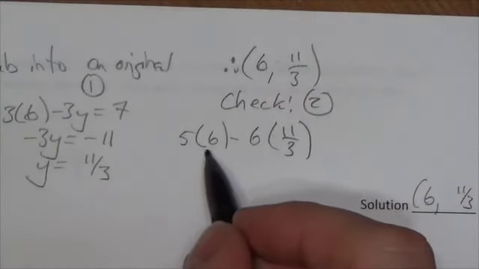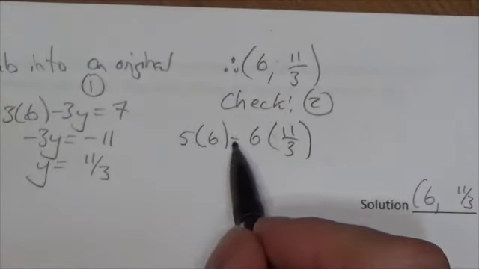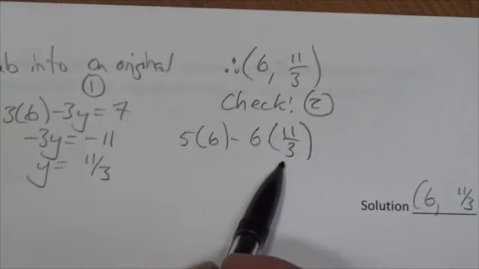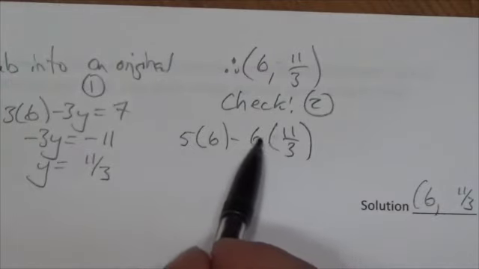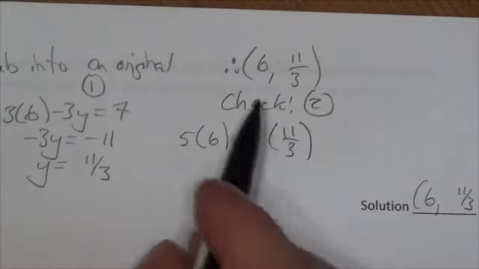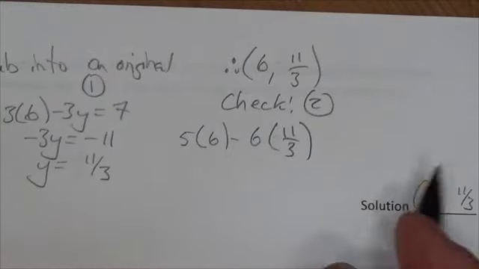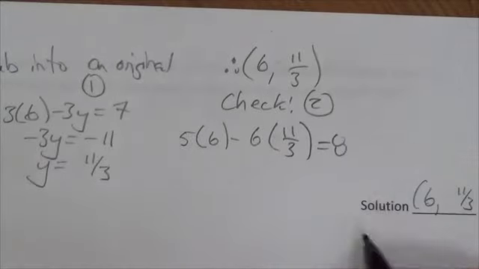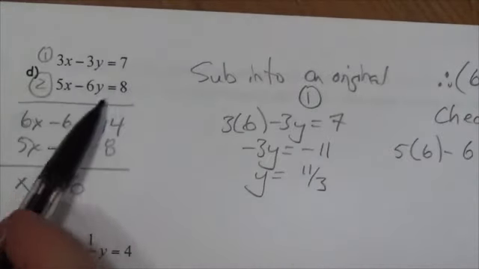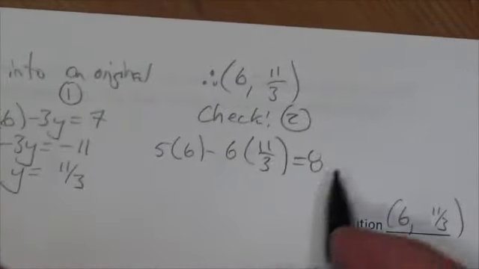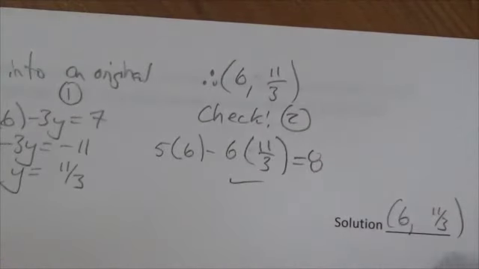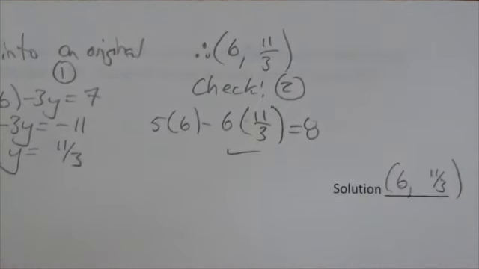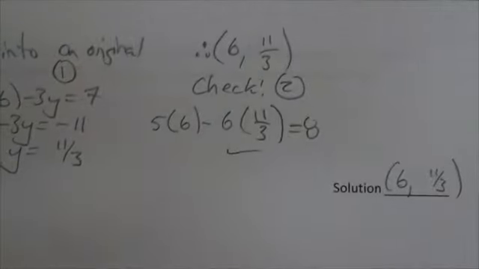So let's see what happens here. 5 times 6 is going to be 30 minus 6 times 11 thirds. Well, the factor of 3 and 6 is going to cancel. We'll be left with 2 times 11, 22. So 30 minus 22 is going to be 8. And that's actually the number that we were looking for. So that is true. The 11 thirds was the correct answer there. So 6 comma positive 11 thirds.